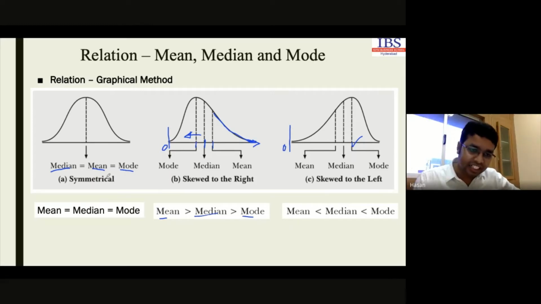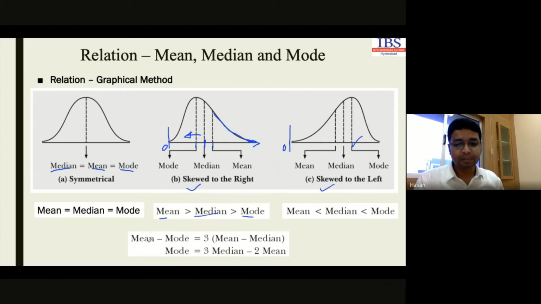So in the symmetrical case, mean, median and mode have a very simple relation: everything is equal. But in other cases, whether left skewed or right skewed, there is a relation between mean, median and mode. And here is the relation: mean minus mode equals 3 times (mean minus median). If we simplify this, it will form this relation.